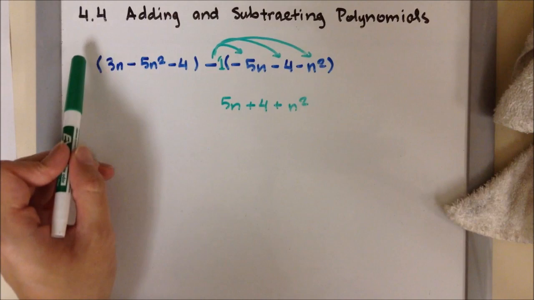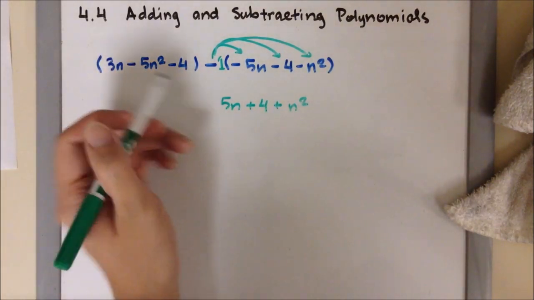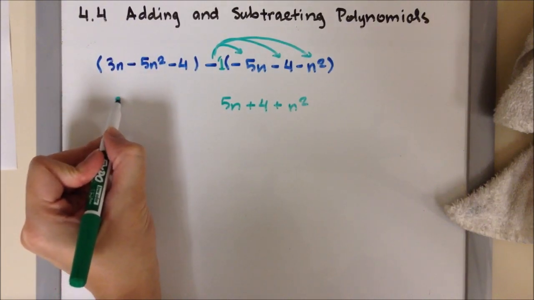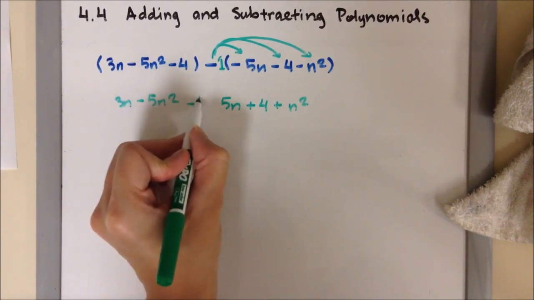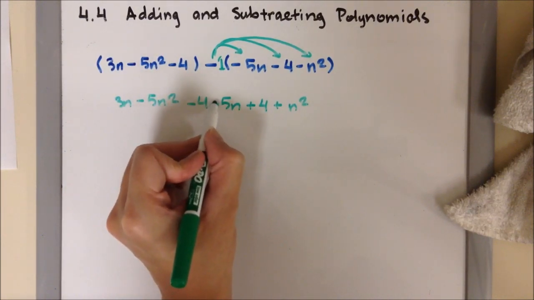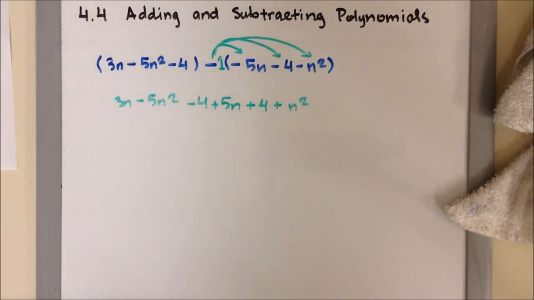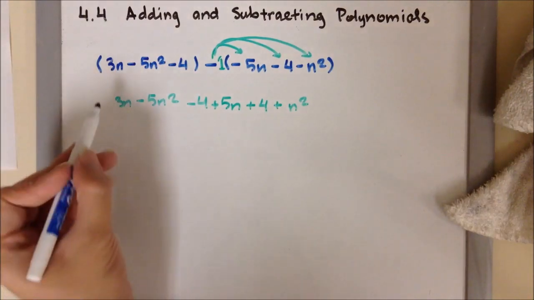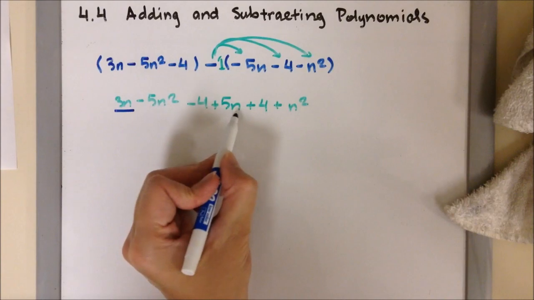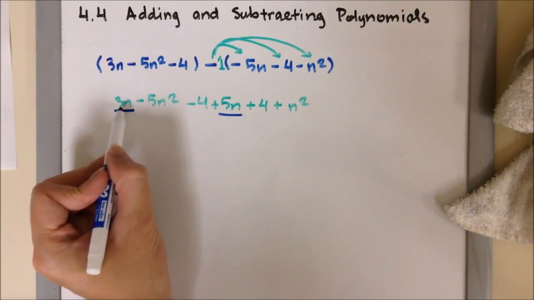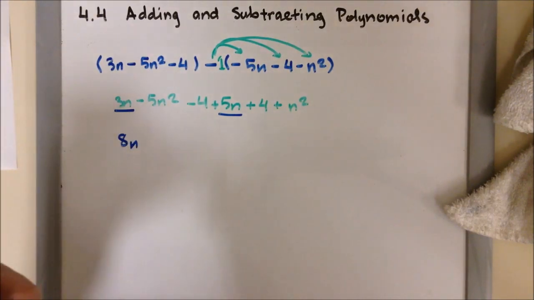Alright, then looking over here, there's nothing in front of the parenthesis, so I'm just going to bring down what's inside, and let go of the parenthesis. So 3n minus 5n squared minus 4. Since this is positive, I'm going to write plus. So my 3n, that's the first term here. Going to check if there's any more n's, which we have right here. So positive 3n plus 5n will be 8n.